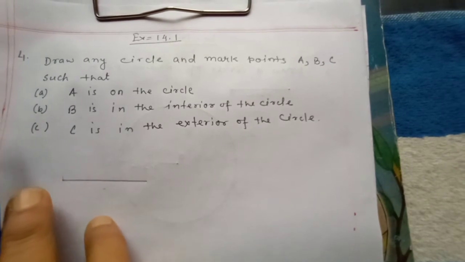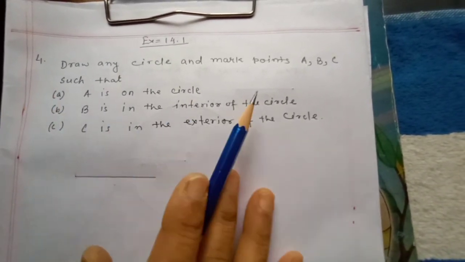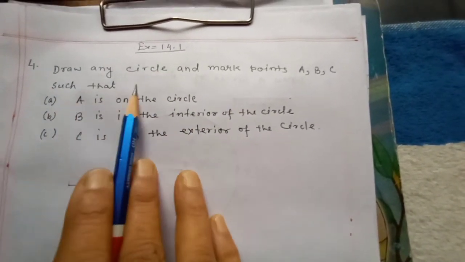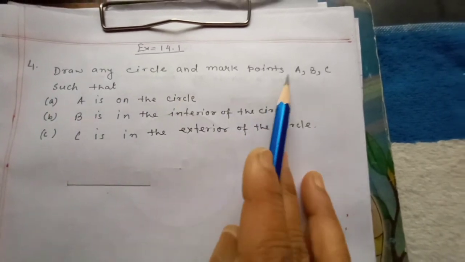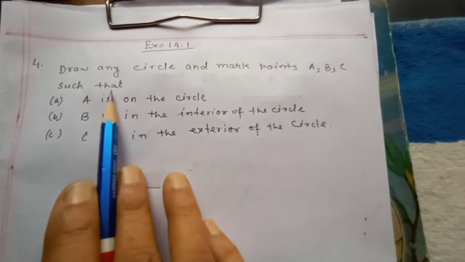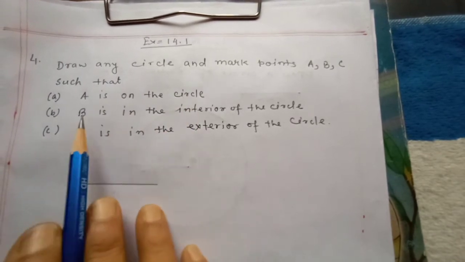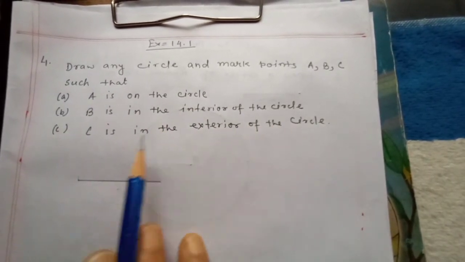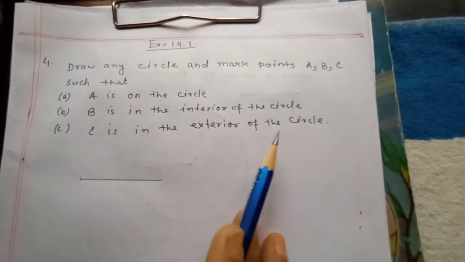Next one is, now see question number 4. We have done 1, 2 and then 4. Whatever we are doing, do this only. Draw any circle and mark points A, B, C such that A is on the circle, B is in the interior of the circle, and C is in the exterior of the circle.